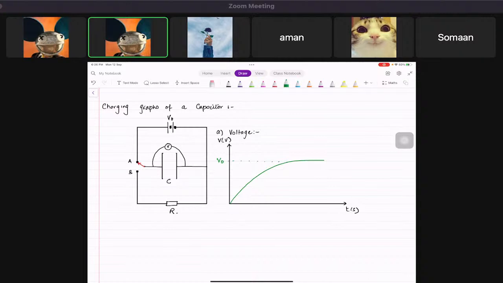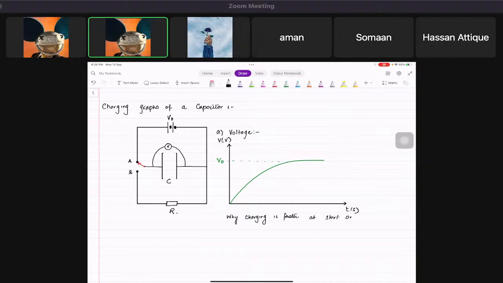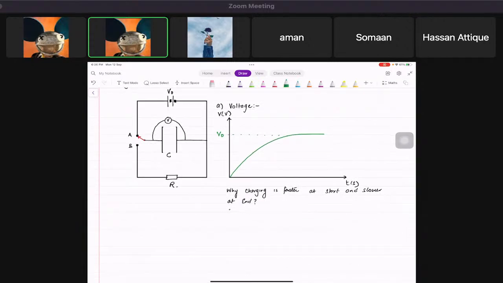Now the question most of the people have: why is it a curved line? Why is charging faster at the start and slower at the end? Why is it like a decreasing gradient curve? So what you need to understand is that this is basically because the potential difference between the capacitor and battery keeps getting less, because you're approaching the same potential as the battery.